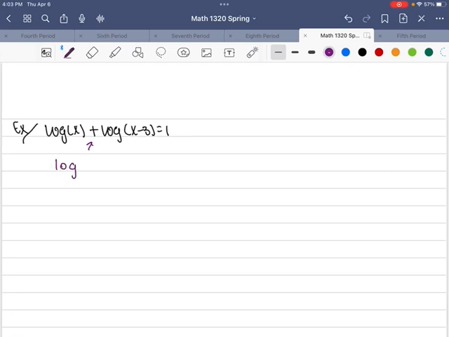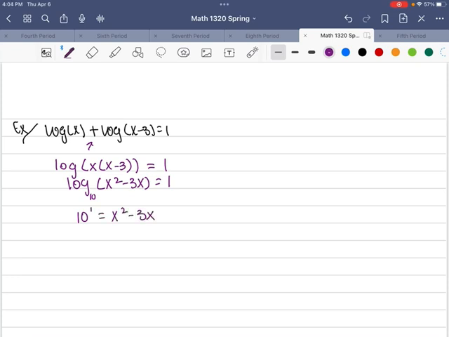These have a base of 10. So I can multiply them, and I can say, okay, I'm going to have log of x times x minus 3 equals 1. So I combine them and I multiply them. From here, we can distribute the x in, and we'll have log of x squared minus 3x equals 1. And then we can rewrite it into exponential form, because remember it has a base 10, so we can rewrite it as 10 to the first power equals x squared minus 3x.